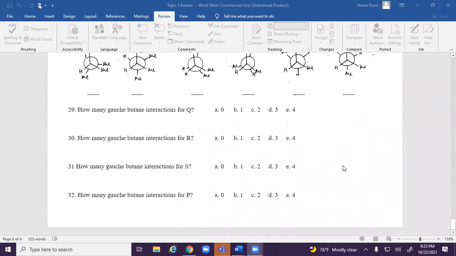And then go back here. So for Q, how many gauche projections? Guys, write down. Let's do it really quick. Here, 2, and 0. Go back to where I labeled them and then count, and you'll see that. Okay. Topic 3 is done.